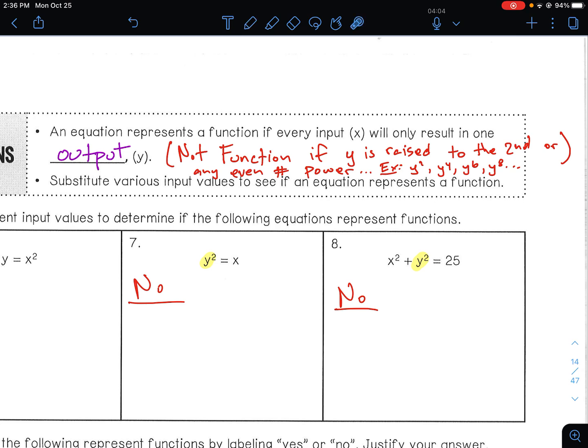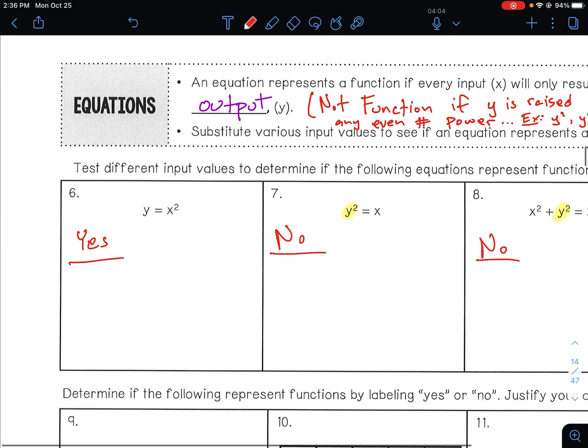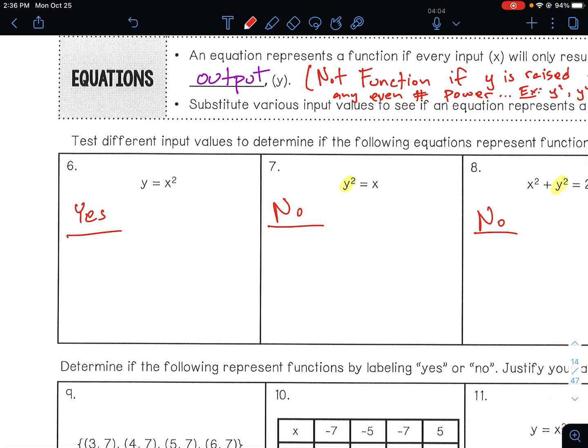So if you have y to the third, technically that's still a function. Y to the fifth is still a function. Y to the seventh is still a function. If you graphed any of these equations that has y squared or y to the fourth or y to the sixth, you would end up with something that is not a function. So if you want to explain why number 6 is a function, well, it's because y is to the first power. Or you could say y isn't squared or isn't raised to an even number power.